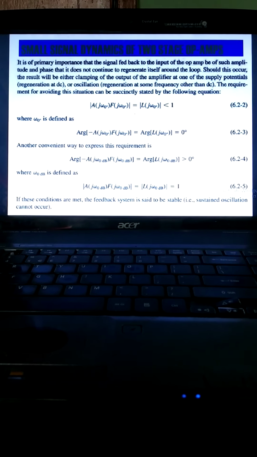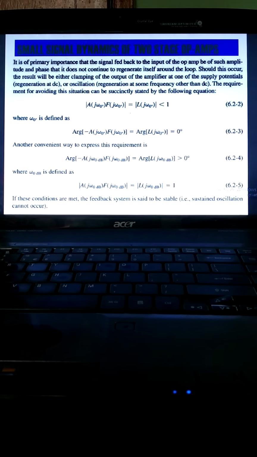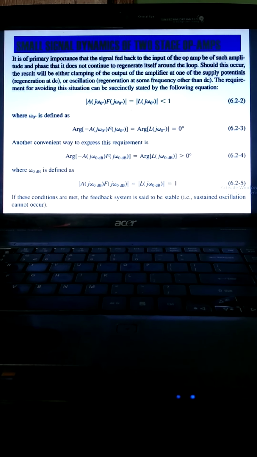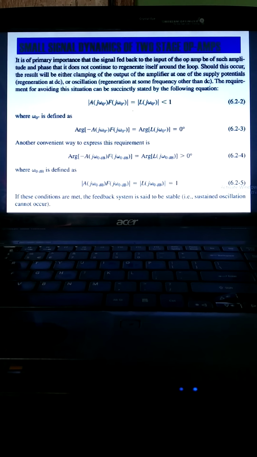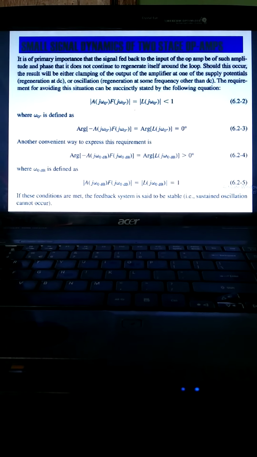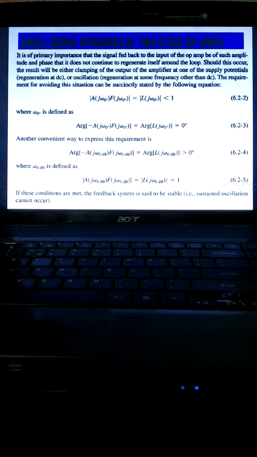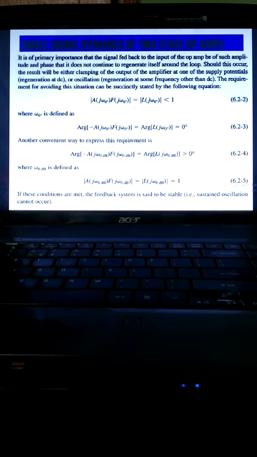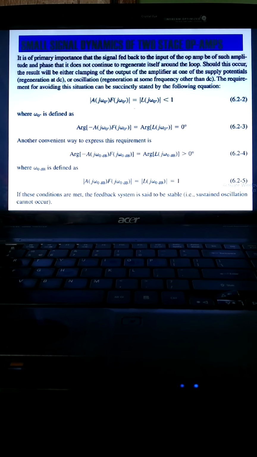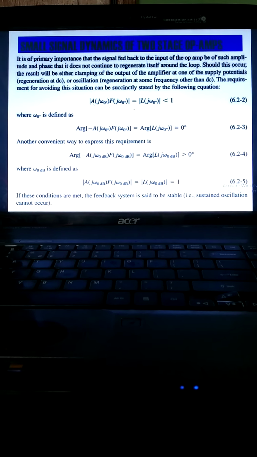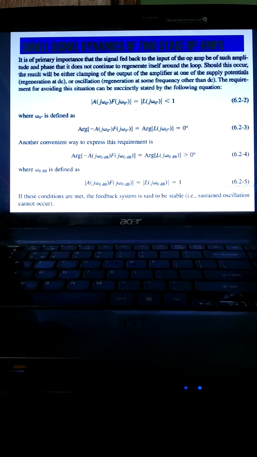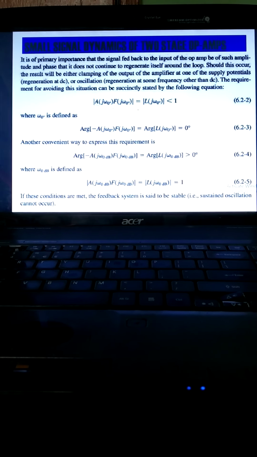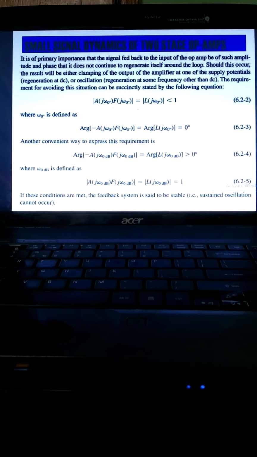So what is omega 0? Omega 0 is nothing but the angular frequency of the voltage, or of the time period of the voltage. Now, if a signal is fed to the input of the op-amp, the amplitude and phase should not continue to regenerate itself around the loop. What do we mean by regenerate itself? Regenerate itself means it is no longer an amplifier. It is going to be an oscillator.